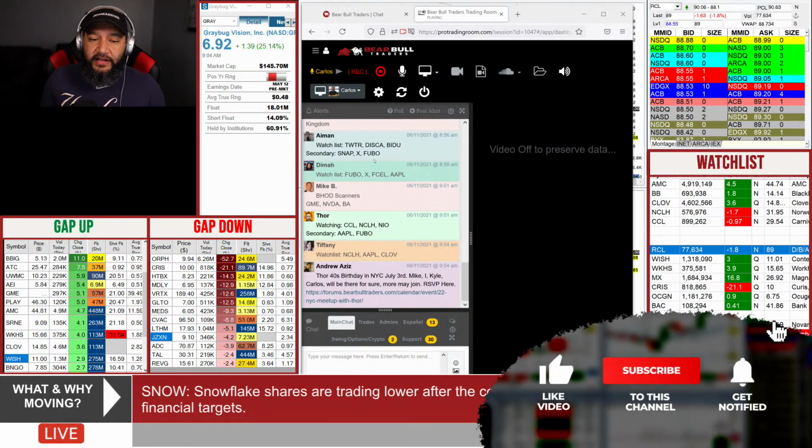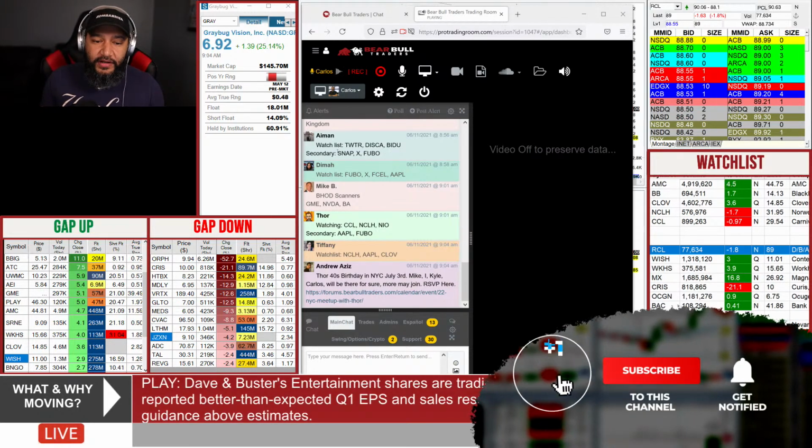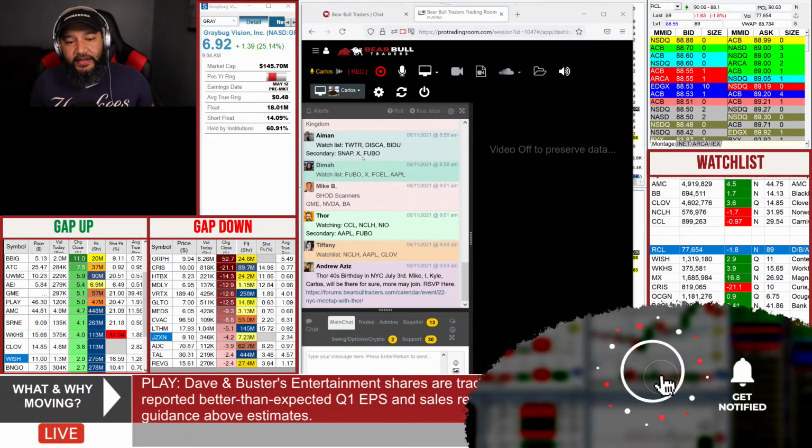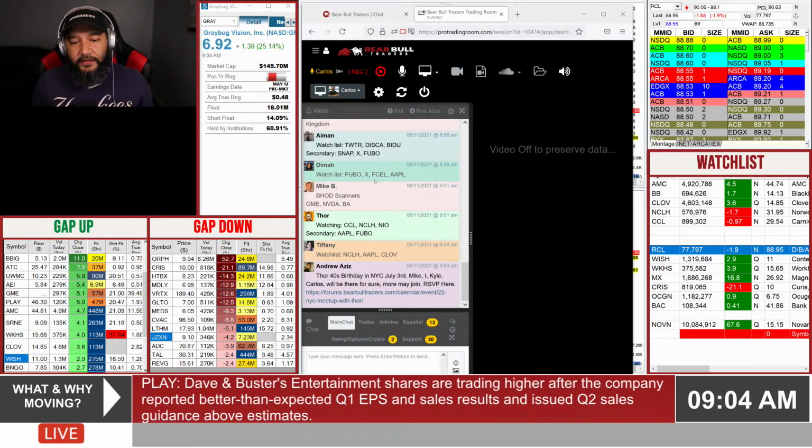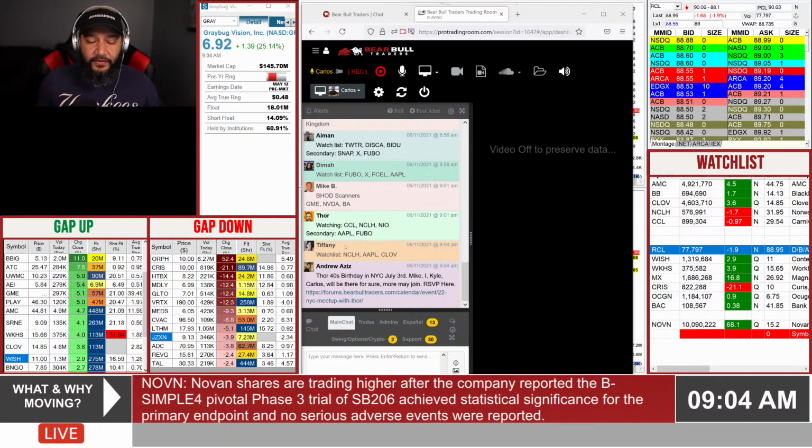And we have Amos list, Twitter, Disca, Baidu, secondary list, Snap, X, and Fubo. Dima is looking at Fubo, X, Fuso, and Apple. Mike is looking at GameStop, Nvidia, NBA. Thor is looking at CCL, NCLH, Neo, secondary list, Apple, and Fubo as well. Tiffany's looking at NCLH, Apple, CLOV this morning.